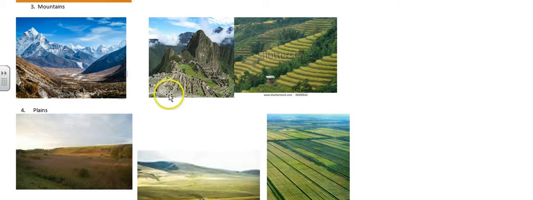We move over here. This is Machu Picchu, so this should lend you to some of the adaptations. This is the ancient capital city of the Incans. It still stands there today. You can go visit it.